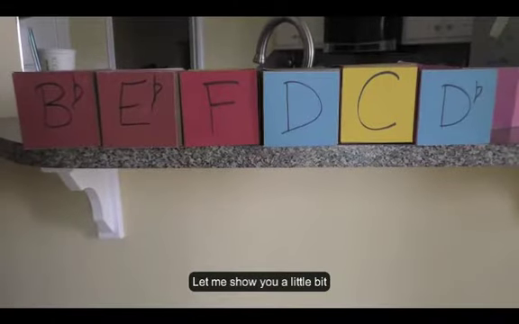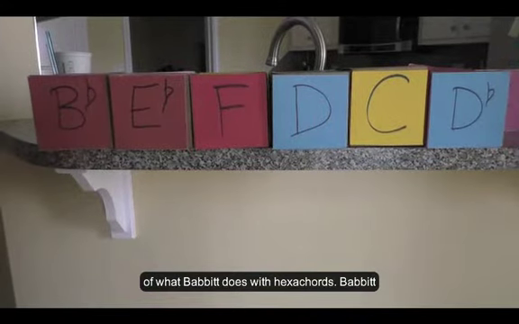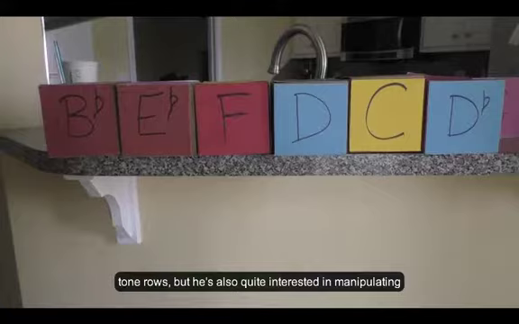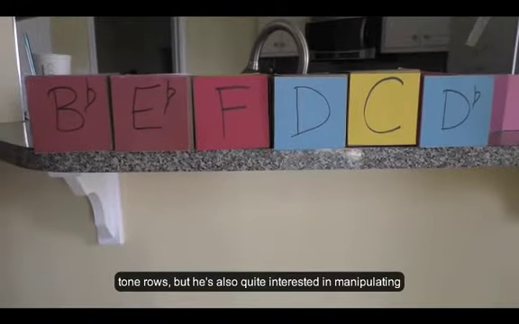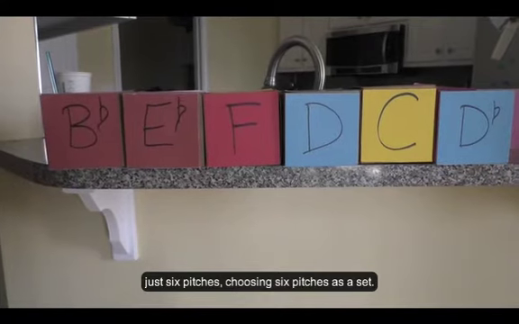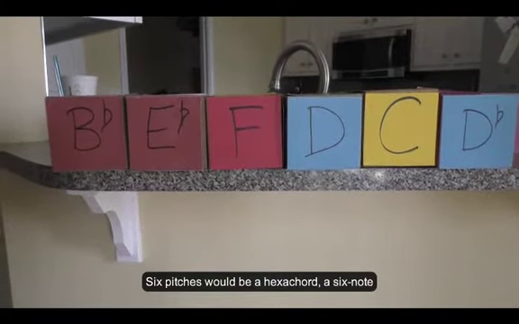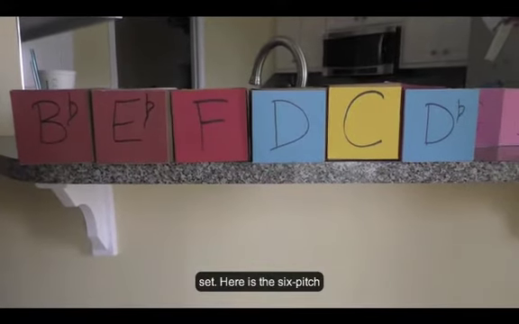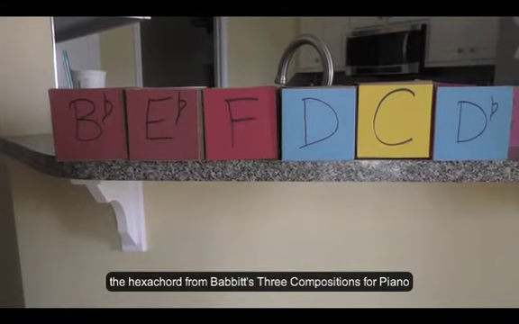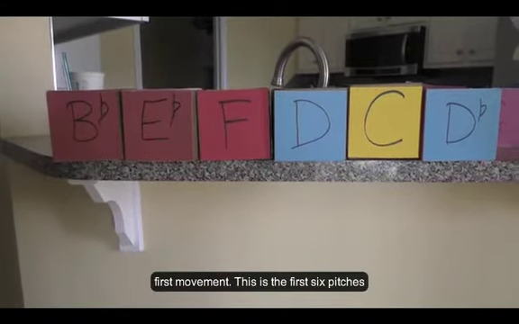Let me show you a little bit of what Babbitt does with hexachords. Babbitt not only can manipulate 12 pitches of the chromatic scale into tone rows, but he's also quite interested in manipulating just 6 pitches, choosing 6 pitches as a set. 6 pitches would be a hexachord, a 6-note set. Here is the hexachord from Babbitt's Three Compositions for Piano, first movement.